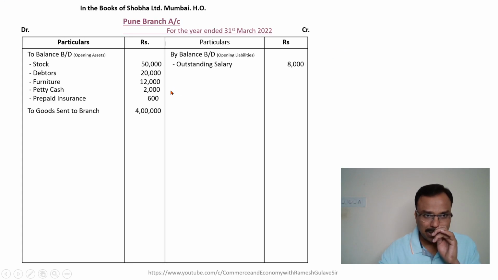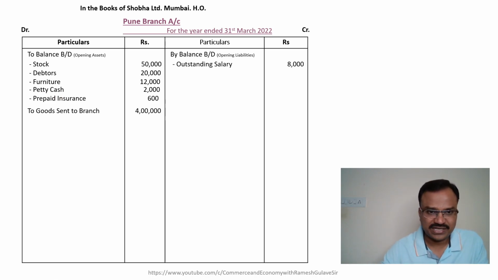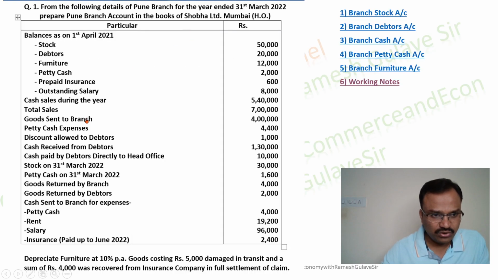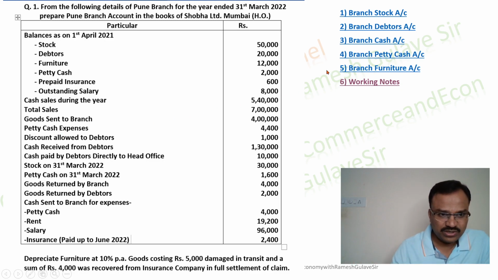As in the branch account, we record the opening balance of petty cash and closing balance of the petty cash, under the opening assets and closing assets respectively. So there is no need to record these petty cash expenses in branch account. These petty cash expenses are recorded in branch petty cash account. Right? Now let us move to the next point.